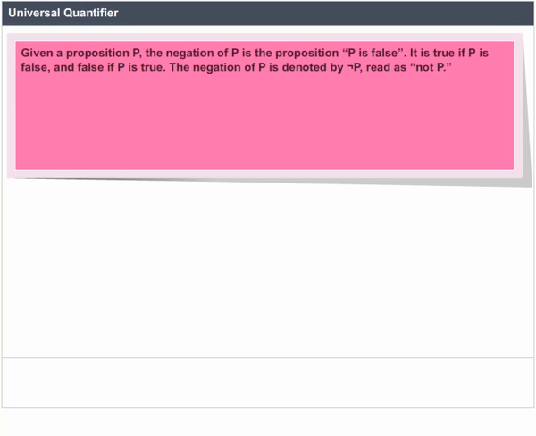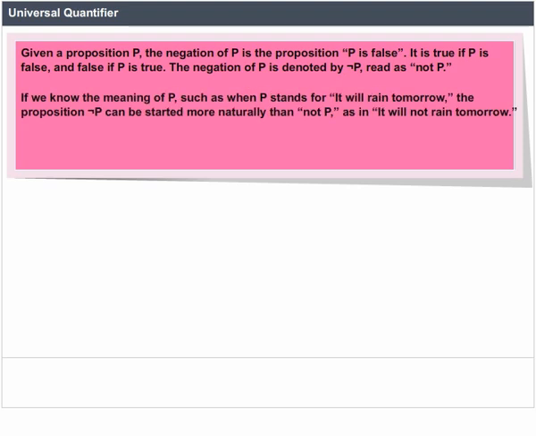Given a proposition p, the negation of p is the proposition p is false. It is true if p is false and false if p is true. The negation of p is denoted by ¬p, read as not p.